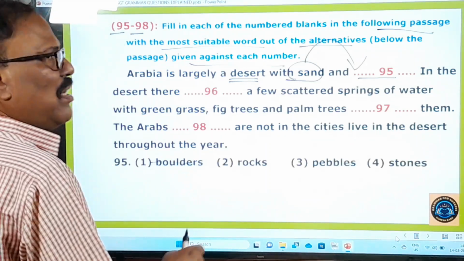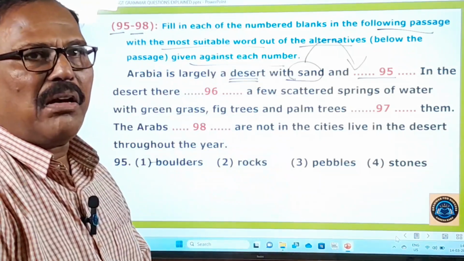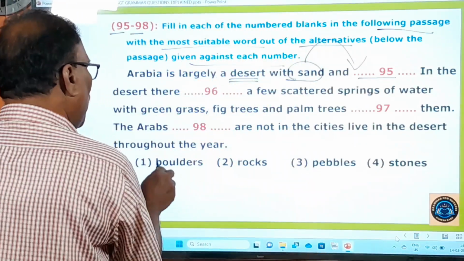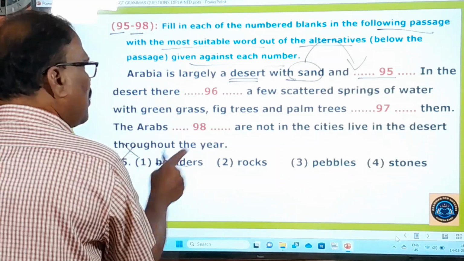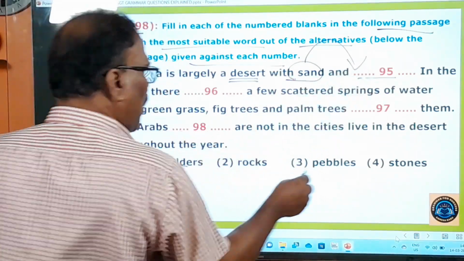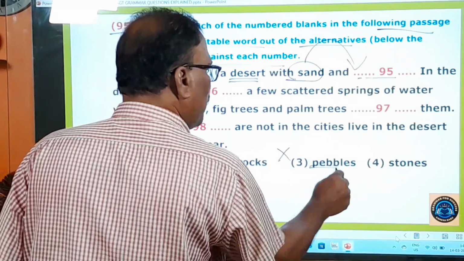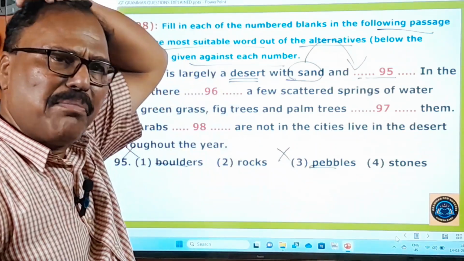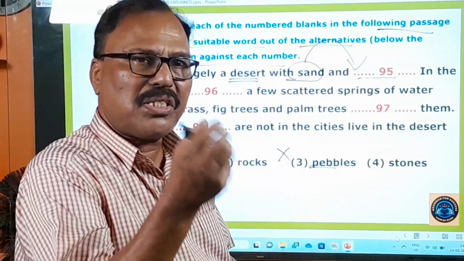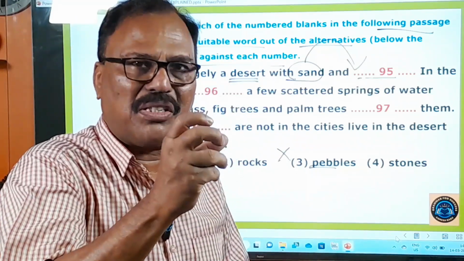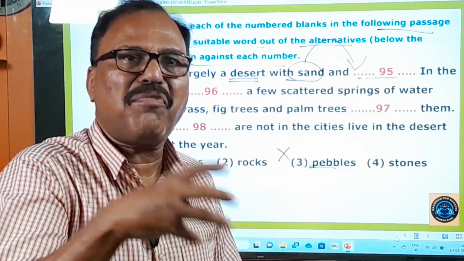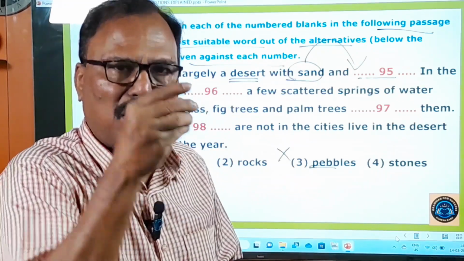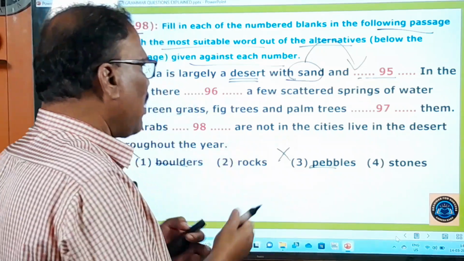Boulders means large rocks. Large, round, big rocks are called boulders. Boulders you don't find in the desert. And pebbles, this is also wrong. Pebbles you find only on the beaches. Pebbles means small, round stones, worn out with the friction of water. With the friction of water, they become small and round, smooth and everything. So they are called pebbles.